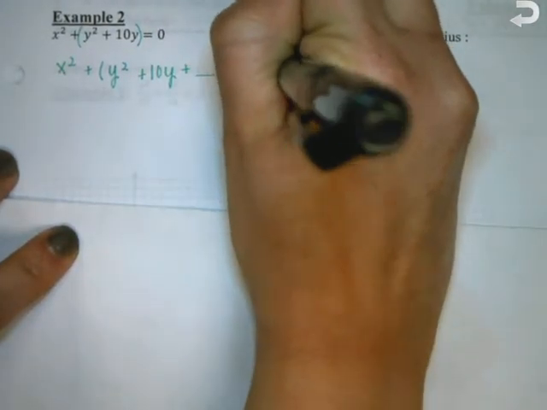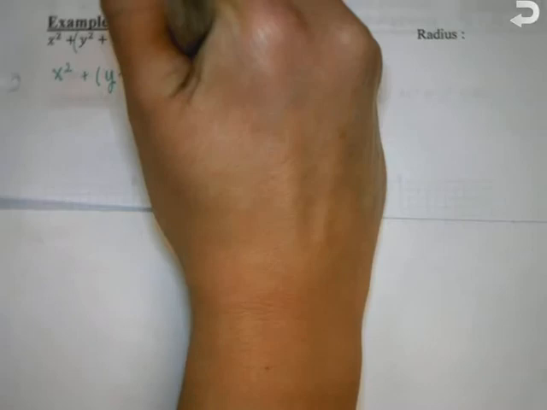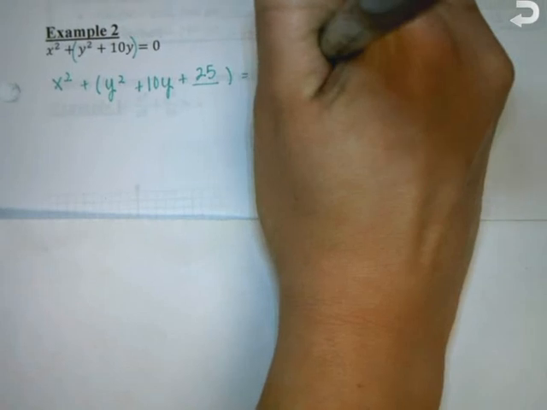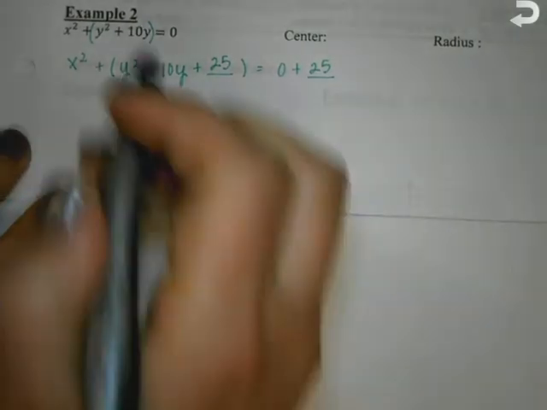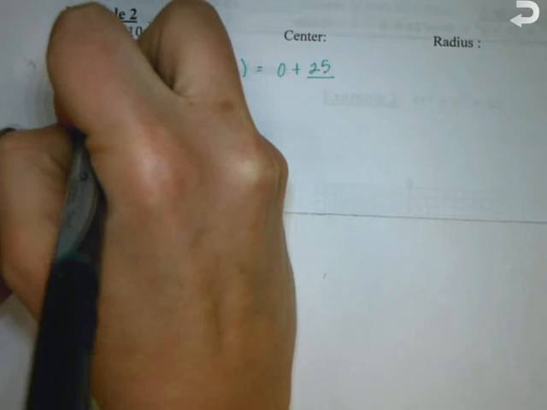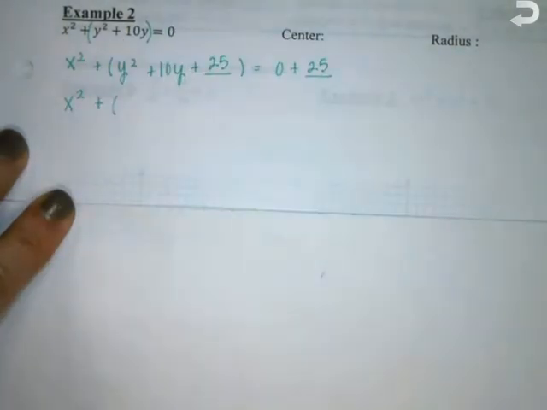Okay, what went into the blank? Good job, 25. So we put 25 in the blanks. Okay, so this is going to be x squared plus, how does that guy factor? y plus 5 squared equals 25.